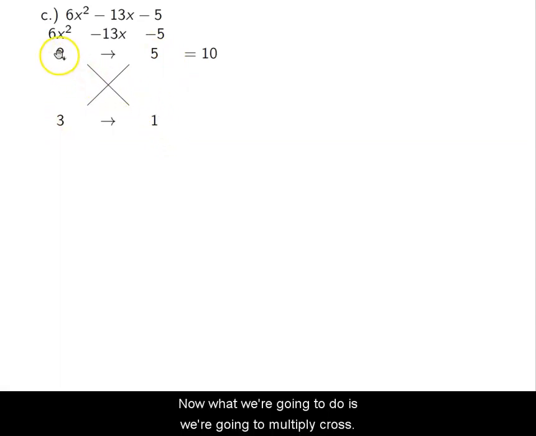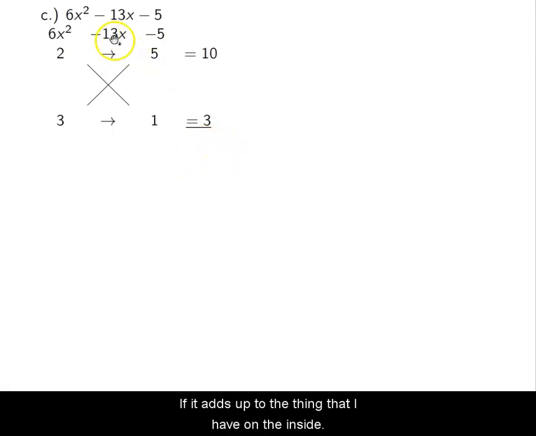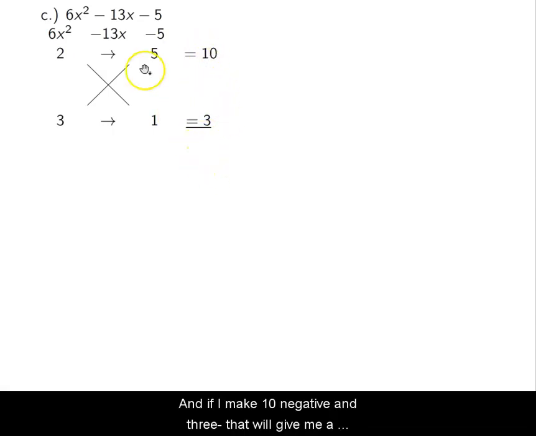Now we're going to multiply across. 2 times 5 is going to give me 10. 3 times 1 is going to give me 3. Those results I need to add together, and if it adds up to the thing that I have on the inside, then I'm good. Now 10 plus 3 is 13, and if I make 10 negative and 3 negative, that will give me a negative 13, which is what I need.